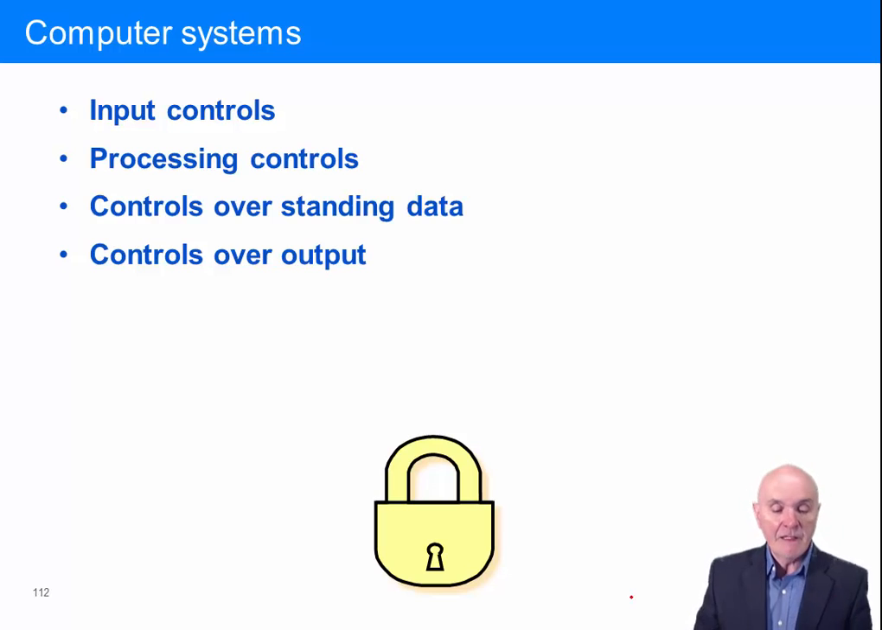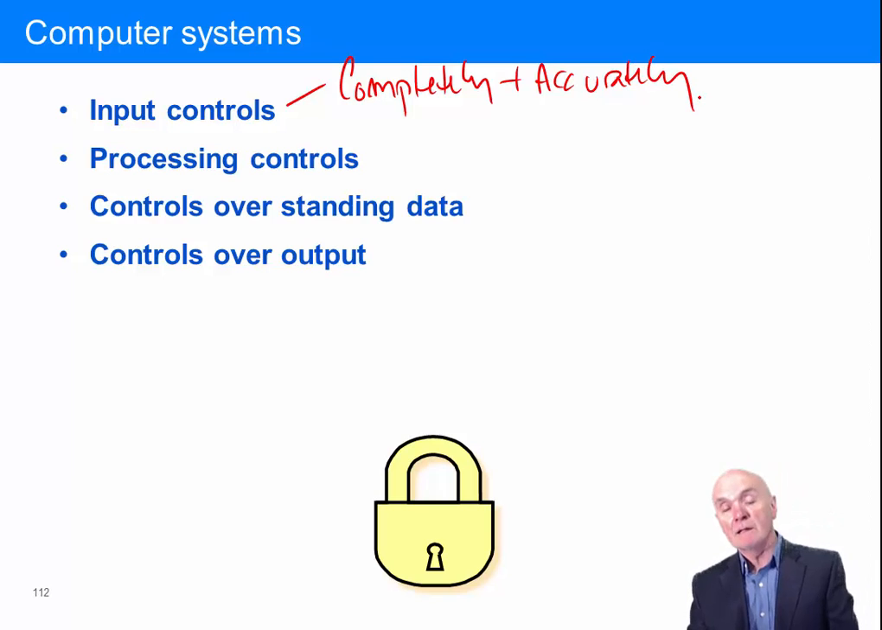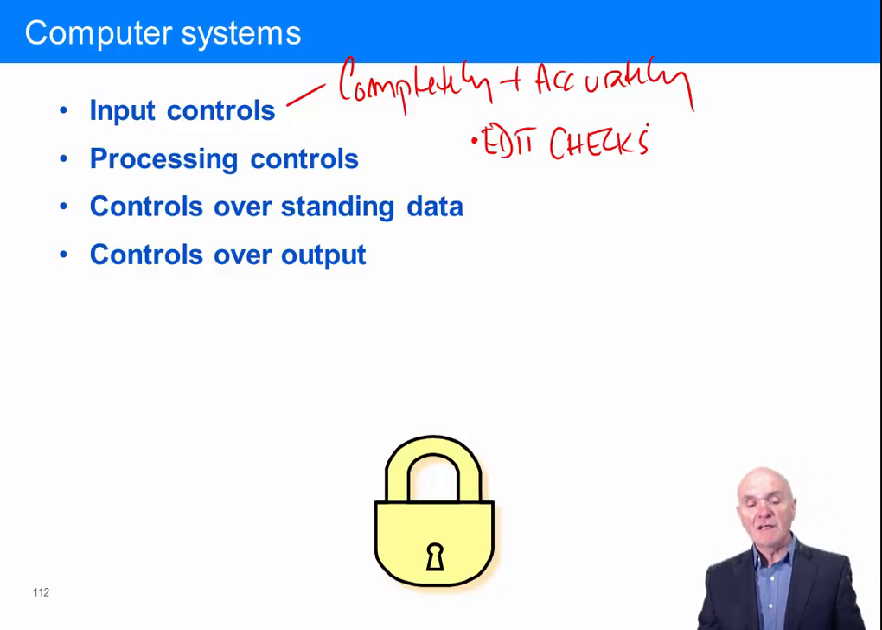What we're particularly interested in with input is making sure, let's say it's been authorized already, that it's input completely and accurately. Completely and accurately. How can we try to solve these problems? There are about five or six ways in which you can do it. First of all, you can have something called edit checks. There's a whole family of edit checks.